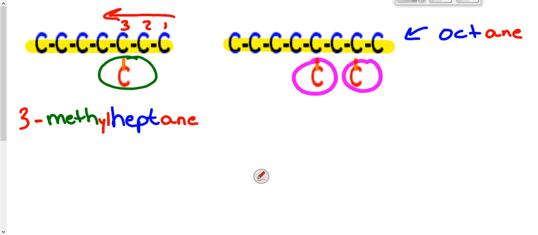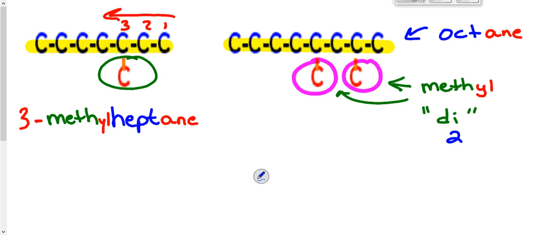We have 2 branches. This is a 1-carbon branch named methyl. Meth because it's 1 carbon long, YL because it's a branch. This one is also called a methyl. When we have 2 of the same, these are 2 separate branches that come off at separate locations, we can use the prefix di. Di means that we're going to have 2 of the same.